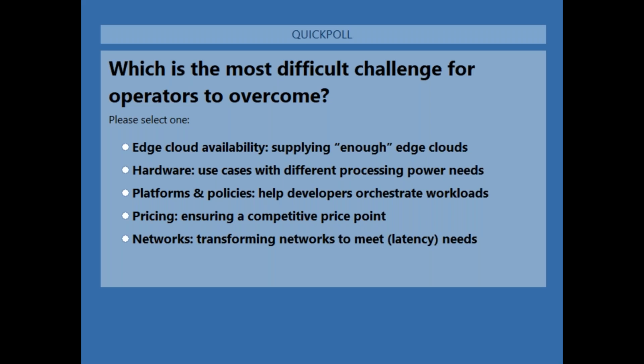And the fourth one, pricing. So is there a clear price point for edge compute that reflects the performance benefits that it brings, or is it still quite uncertain? And then the last thing is about network. So can the networks evolve to meet some of these stringent latency needs in particular?